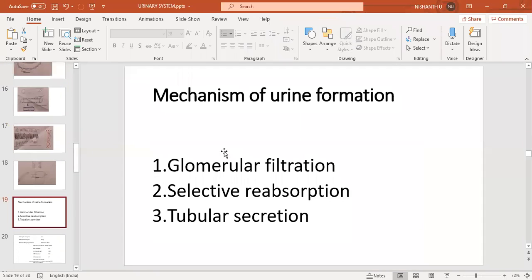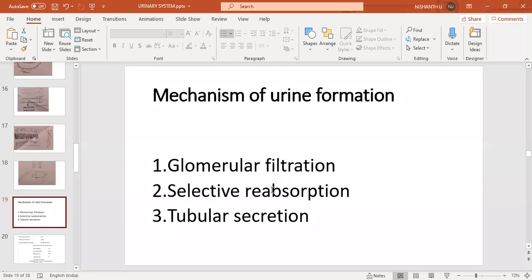So we are discussing the concept under three headings: glomerular filtration, selective reabsorption, and tubular secretion. Glomerular filtration is understood. That means blood is filtered in the glomerulus, and the filtrate comes into the Bowman's capsule. Then reabsorption. Why is it selective reabsorption? Selective means everything will not get reabsorbed. Only selective molecules will get reabsorbed. That's why we call it selective reabsorption.